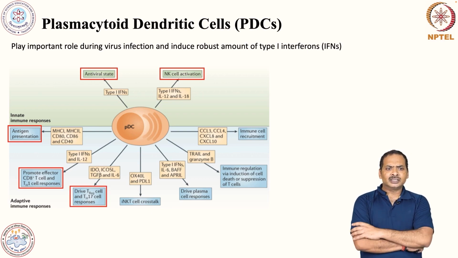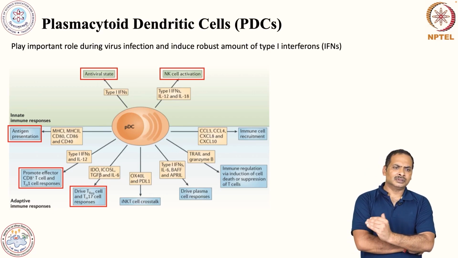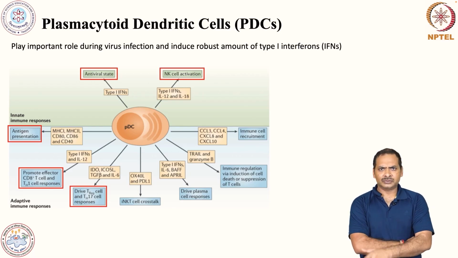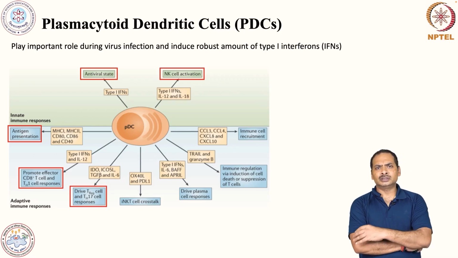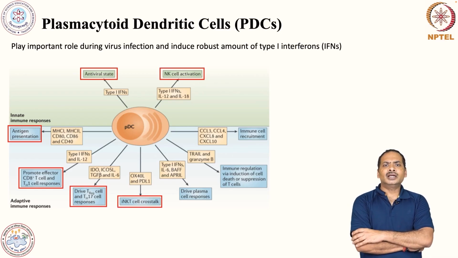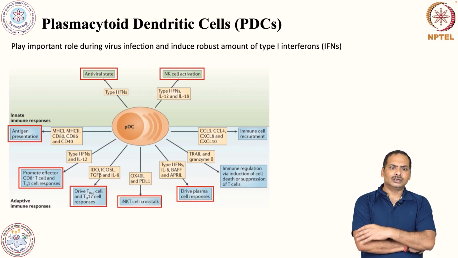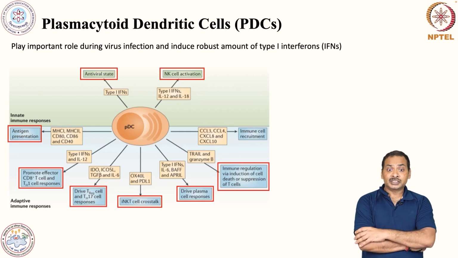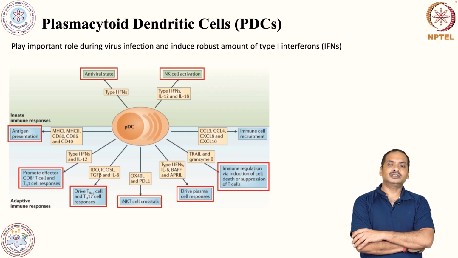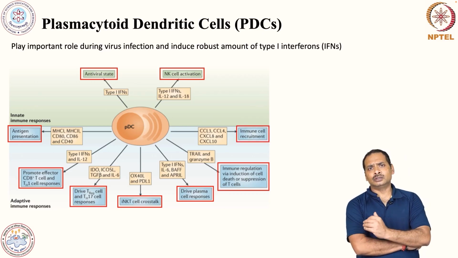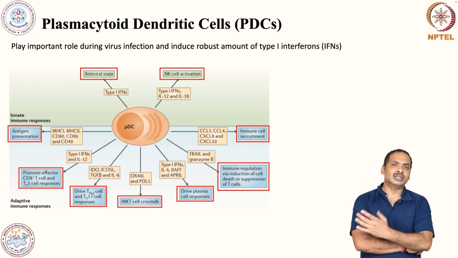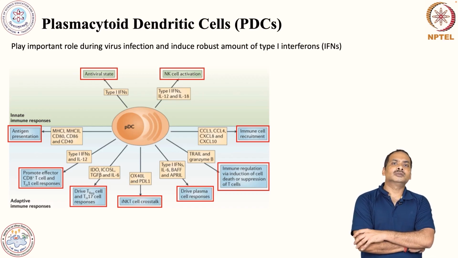They drive Treg cells. The Tregs are the regulatory T cells, and they play a very important role in autoimmune conditions, which we may discuss later on. They also induce NK T cells, and they enhance the plasma cell response, and they play an important role in immune regulation via induction of death or suppression of T cells. This type 1 interferon and the products produced by the PDCs, type 1 interferon as well as inflammatory cytokines, help in the recruitment of immune cells at the site of infection. So, this is all about the plasmacytoid dendritic cells.